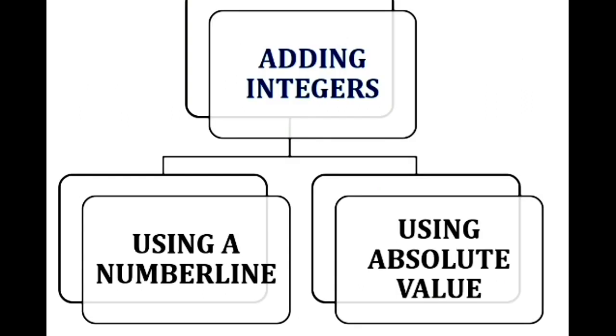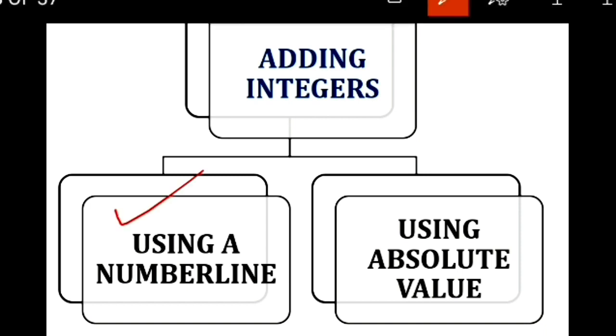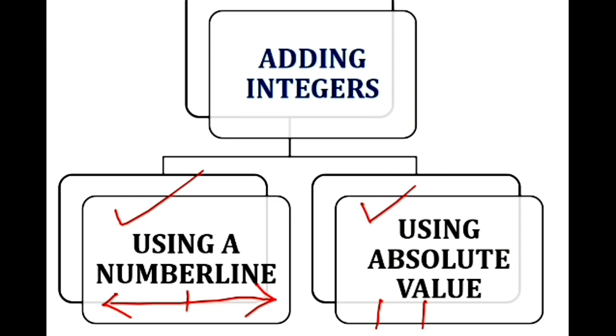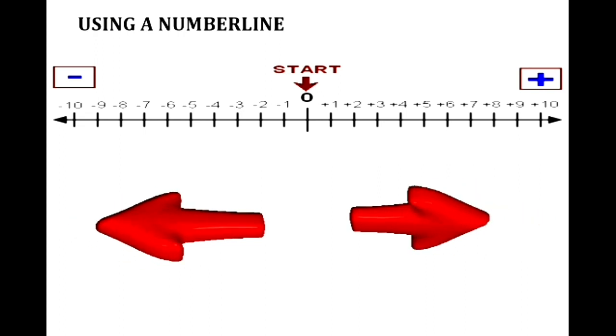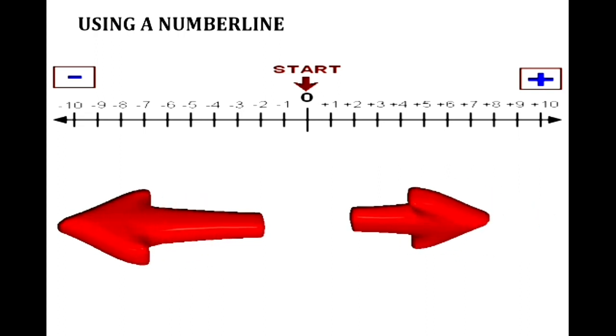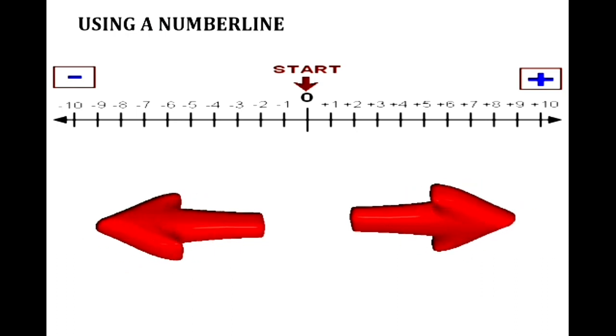Next is adding integers using a number line and using absolute value. So when we add integers, there are basically two methods. The first is using a number line and the second one is using the absolute value. We discussed about number line, which looks like this, and we discussed about absolute value, which is denoted with two vertical lines. So using a number line, one thing you have to remember is numbers on the left hand side of 0 are negative integers and numbers on the right hand side of 0 are the positive integers.